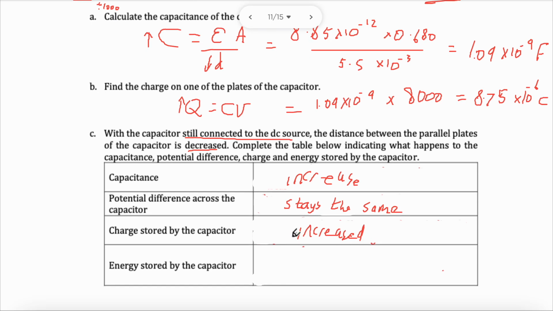Energy stored, same thing. It's directly proportional to the charge. E equals a half QV, right? So that's the general formula. You can simply say increased.